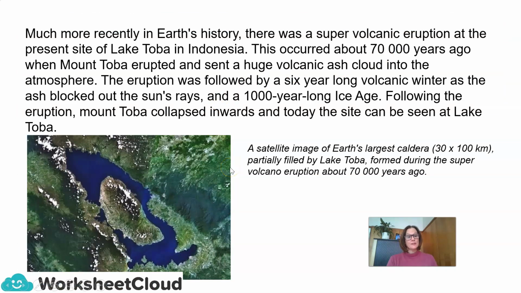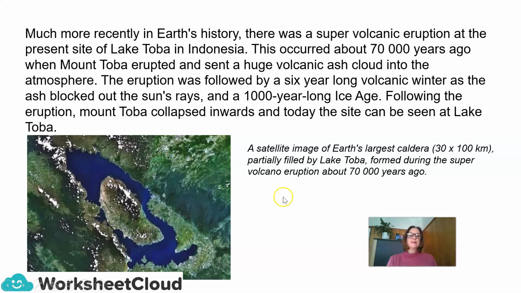So much more recently in Earth's history, there was a supervolcanic eruption at the present site of Lake Toba in Indonesia. This occurred about 70,000 years ago when Mount Toba erupted and sent a huge volcanic ash cloud into the atmosphere. The eruption was followed by a 6-year-long volcanic winter as the ash blocked out the sun's rays, and a 1,000-year-long ice age. Following the eruption, Mount Toba collapsed inwards, and today the site can be seen as Lake Toba.